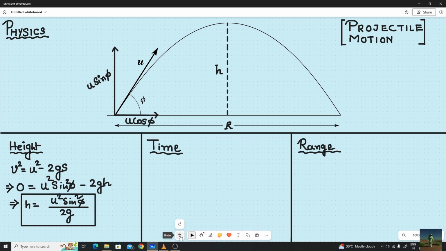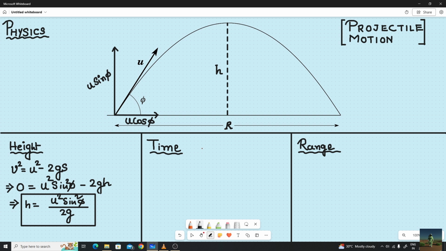So let us find out the time of flight. Now to get the time, you have to think about the duration in which the vertical component of velocity u sin phi will become 0. This is the first half of the total flying time. Now the second half will be the same, because from 0, with the same influence of force, it will again become u sin phi when it touches the ground.